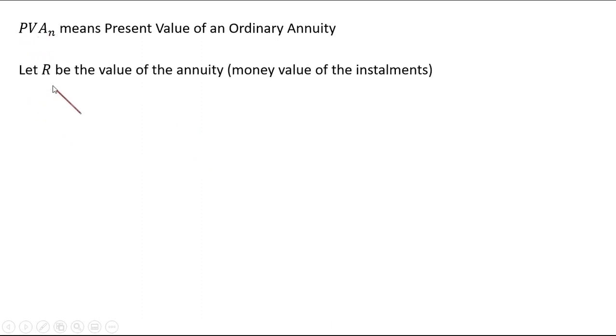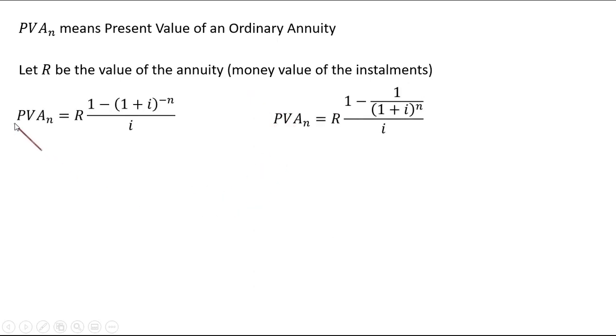Now, the present value of an ordinary annuity is represented as PVA. And again, let R be the value of the annuity or the installments. The formula of PVA is a little different. R multiplied with 1 minus (1 plus i) the whole raised to minus n, the whole upon i. Now, raised to minus n simply means that this (1 plus i) is in reciprocal terms. So it's 1 upon (1 plus i) the whole raised to n.